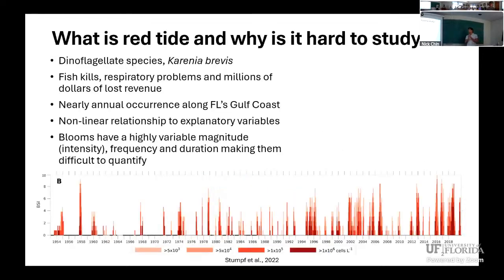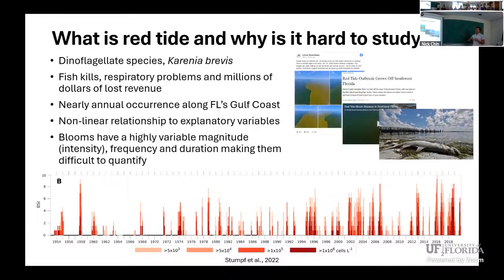So what is red tide and why is it hard to study? For those of you who have seen the news, I'm sure you've seen the fish kills and respiratory problems and dead fish on the beach and the millions of dollars of lost revenue for the state every year. Red tide is caused by a dinoflagellate species known as Karenia brevis, and red tide has become a nearly annual occurrence along Florida's Gulf Coast.